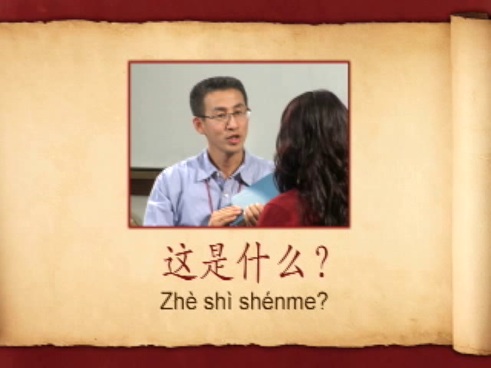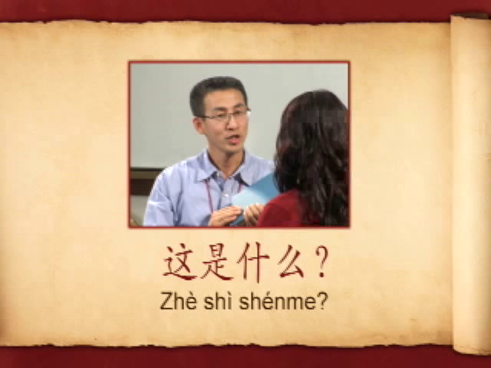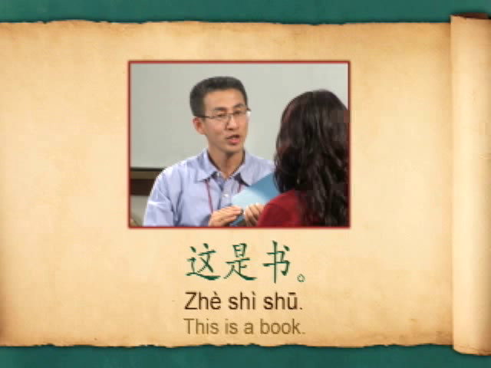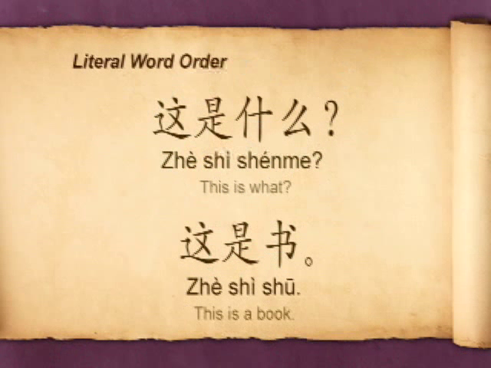这是什么? What is this? 这是书。 This is a book. The literal word order for 这是什么 is this is what? The question word 什么 comes at the end of the sentence. In Chinese grammar, the question word is replaced by the answer in the sentence structure. The question is 这是什么? This is what? The answer is 这是书。 This is a book.